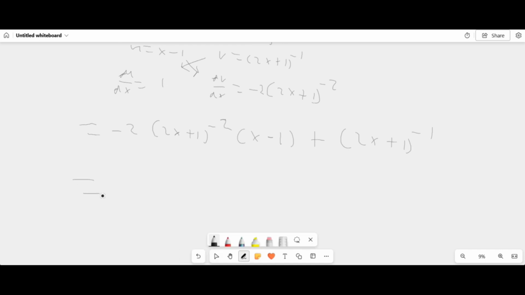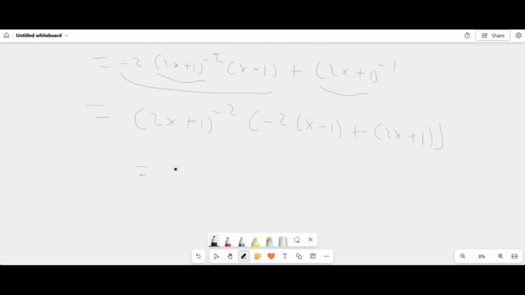Now, what you want to do is take out the thing that's in common, which is the smaller one. So minus 2 is smaller than minus 1, so we're going to take out 2x plus 1 to the power of minus 2. If I take that out of this whole thing, we're left with minus 2, open bracket, x minus 1. And if I take that out of here, minus 1 minus minus 2 is minus 1 plus 2, which is just 1. So therefore, it's going to be 2x plus 1.